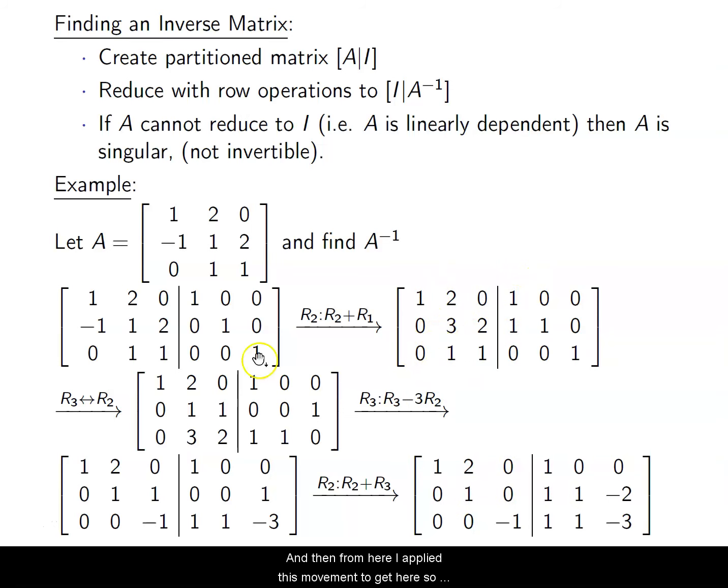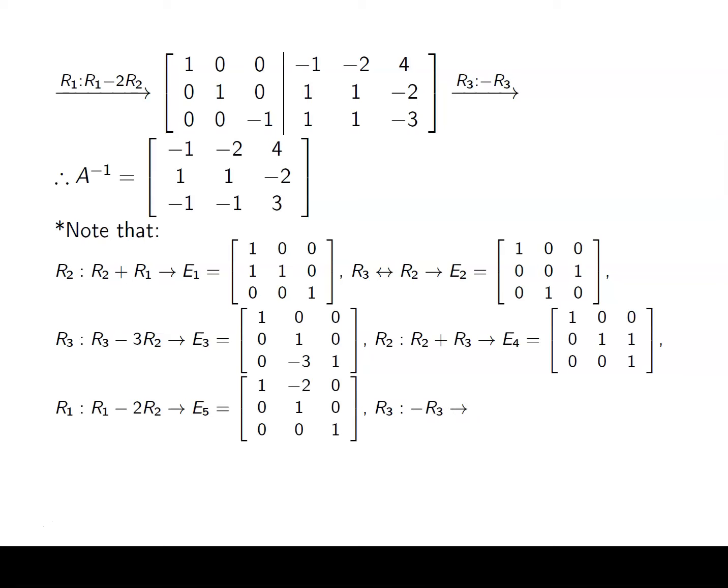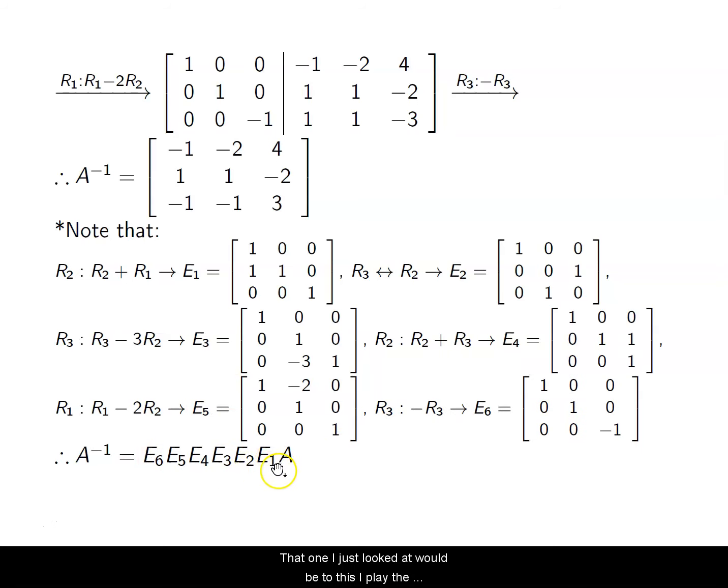So what I'm doing here is that one I just looked at would be to this, I apply the next move. Okay, I did a similar expansion before, right? So basically every single time I have to write my multiplication on the left hand side because I'm transforming my previous matrix by multiplying it by a new matrix. So this is the order I go times my original matrix A.